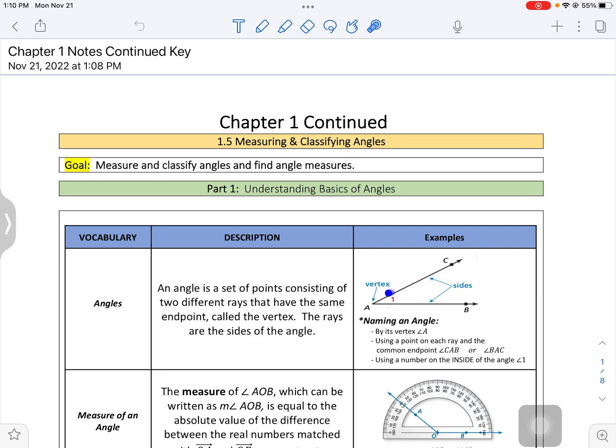You can also call it by the number all by itself. So using a number on the inside, this is called angle 1. Also notice that we're using the symbol angle. Right there, that's this angle symbol. This is the symbol for angle.